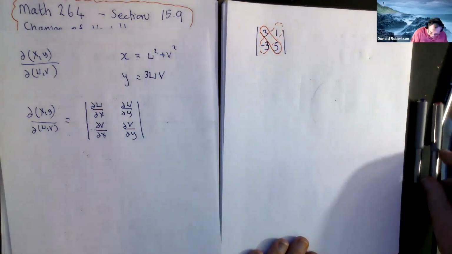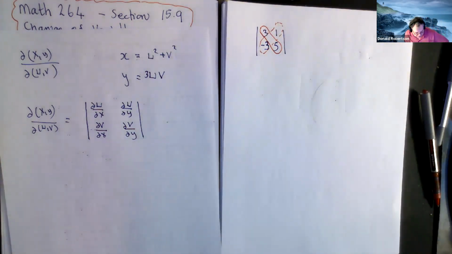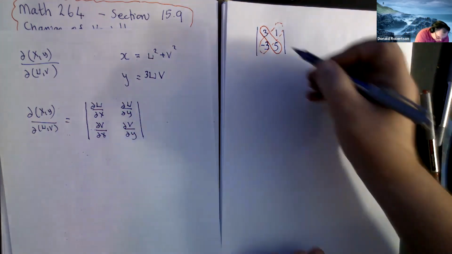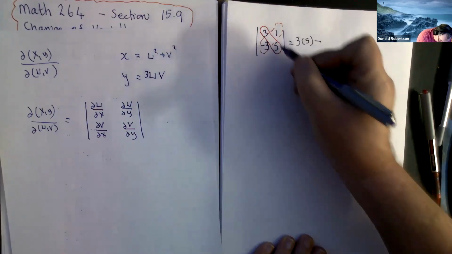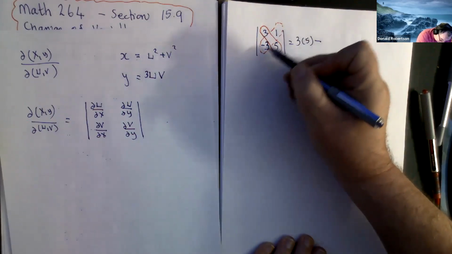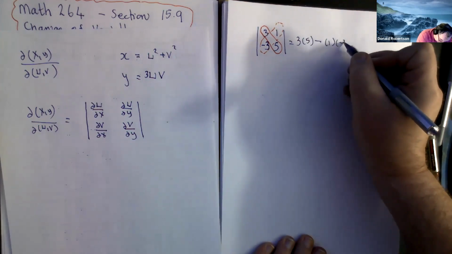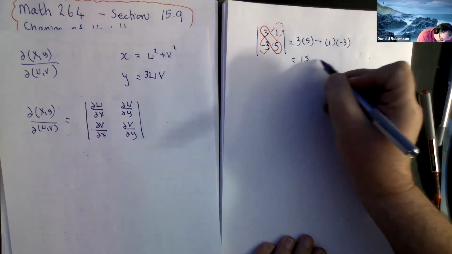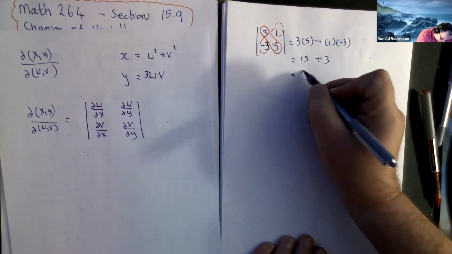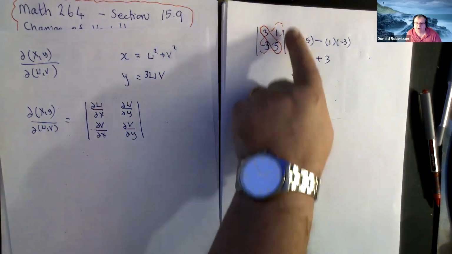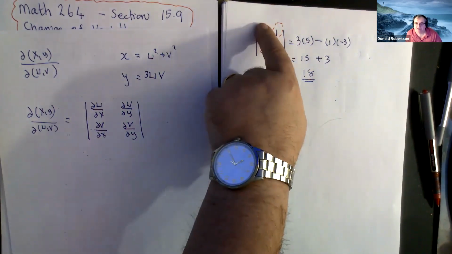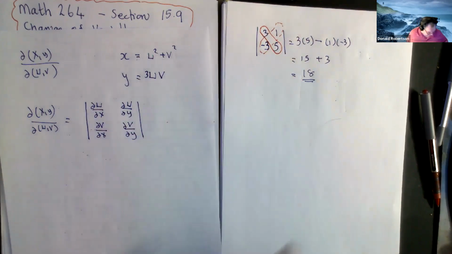If you remember Calc 3, we did that, for instance, when we wanted to find the cross product. Remember the cross product? You did that. So in this case, it's 3 times 5. Take away, so the major diagonal is 3 times 5. Take away the minor diagonal, which in this case is that guy. So I get 15, add 3, and I get 18. So that's what finding the determinant of a 2 by 2 matrix is. It's major diagonal, take away minor diagonal.